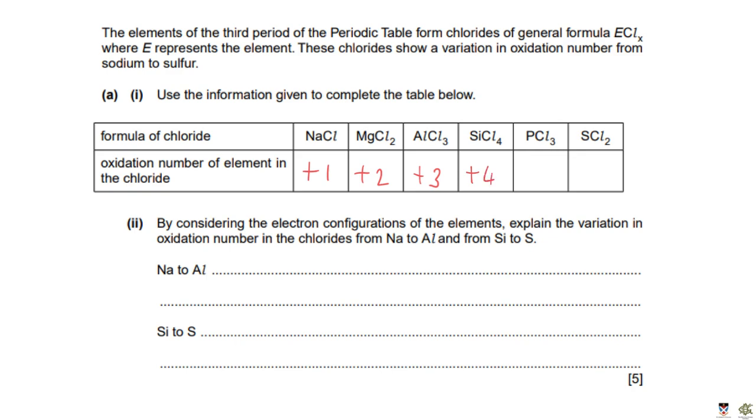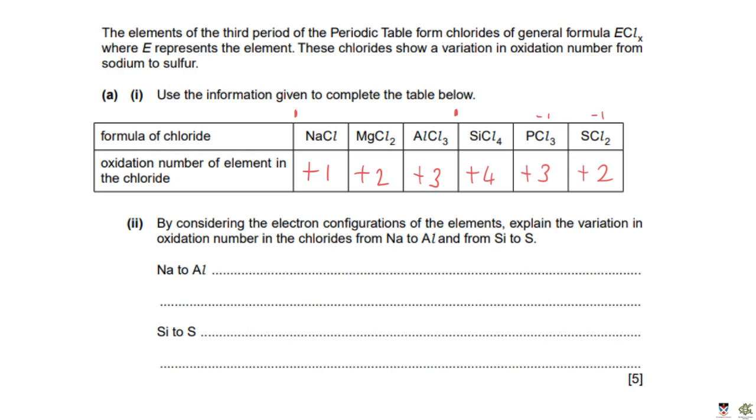Phosphorus, if it's PCl3, 3 times -1, so -3, so phosphorus must be +3, and sulfur, 2 times -1, -2, so sulfur in this case will be +2. By considering the electron configurations of the elements, now explain the variation in oxidation number of these chlorides. First of all, from sodium to aluminium. As we go from sodium to aluminium, the oxidation number increases from +1 to +2 to +3.